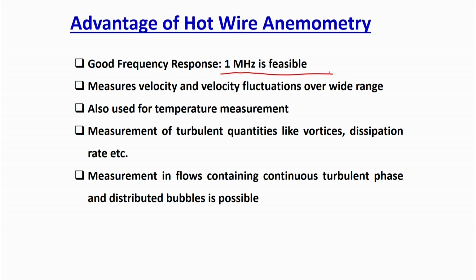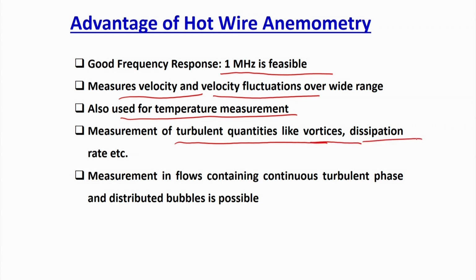It means the temporal response is very high, that is the major advantage. It can measure the velocity and the velocity fluctuation over a wide range of distribution, not in a small range. So, you are not very worried about what the velocity is, you are worried about the lower velocity, we will see why. You can use it for temperature measurement also actually, because you need the reference temperature. You can calculate the turbulent quantities because you are using the fluctuation velocity, like vortices, dissipation rate, etc. All the turbulence quantities you can calculate.